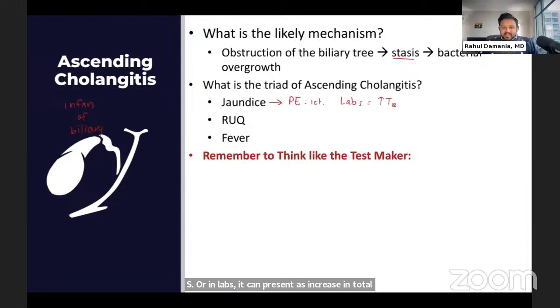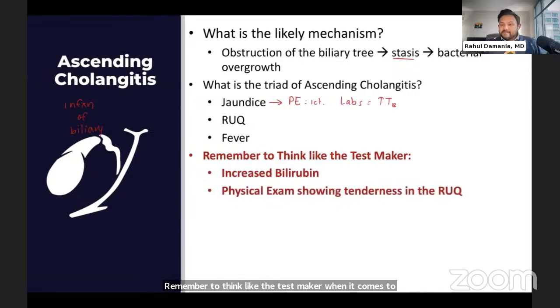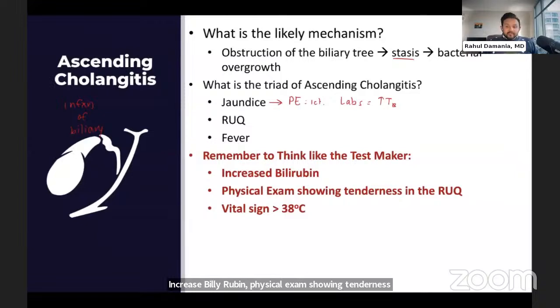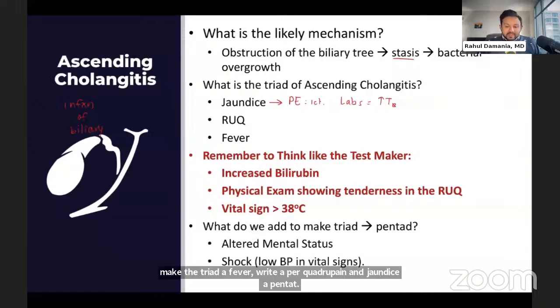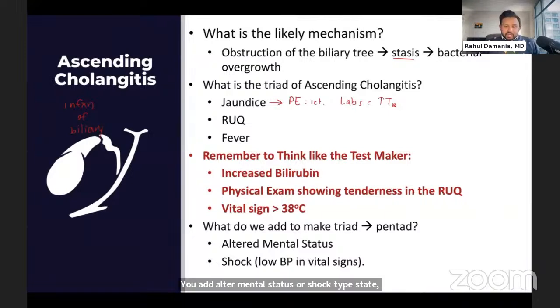Remember to think like the test maker when it comes to recognizing triads, specifically even ascending cholangitis. Increased bilirubin, physical exam showing tenderness in the right upper quadrant. In the vital signs, they'll put a temperature greater than 38 degrees centigrade. And then what do we do to make the triad of fever, right upper quadrant pain, and jaundice a pentad? You add altered mental status or shock type state, i.e. hypotension. And again, that will be seen in the vital signs.